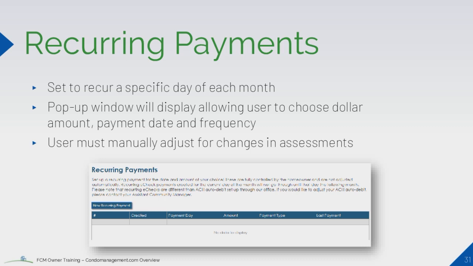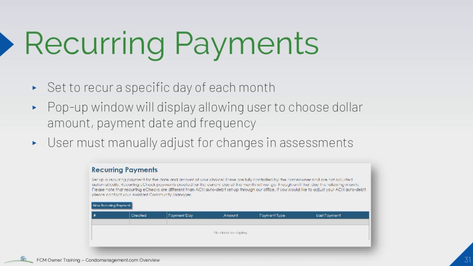So an example of this would be if at the end of the year, you as a board or your board is passing a budget with an assessment increase, each unit owner that signed up for recurring payments will need to log into their account and manually make the adjustment before the first of the year to reflect the change in assessments.